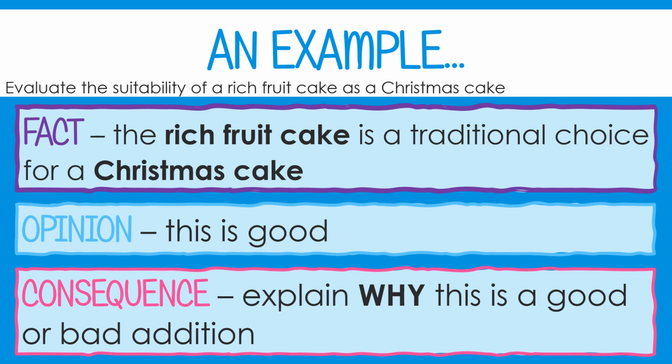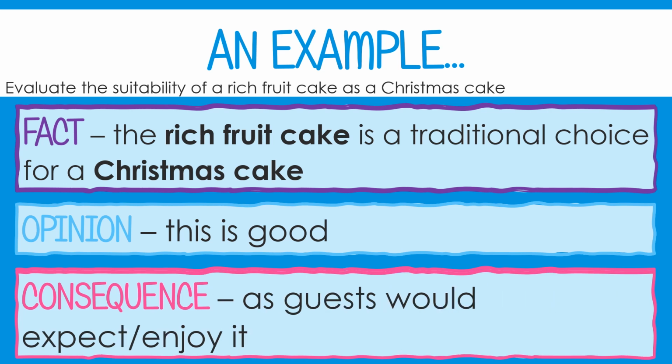Our opinion, we're saying it's a good thing, and then our consequence is us just explaining why we think a rich fruit cake being a traditional choice for Christmas is a good thing. So we might say something along the lines of guests would expect or enjoy it. Once we've done all 3 of those things, we are then getting 1 mark. So you need to give all 3 parts of that answer in order to get a mark.